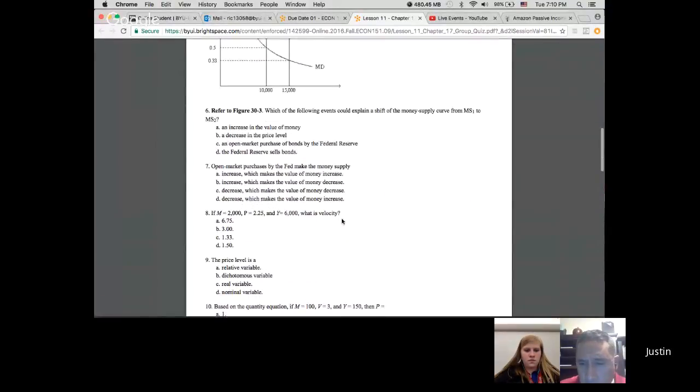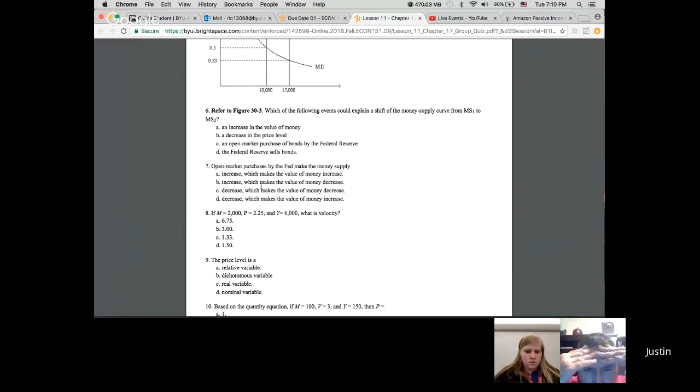Number 7, open market purchases by the Fed make the money supply D. I got B. B. So purchases, meaning that they're buying bonds, which is going to make it increase. Yep. It'll increase the supply of money, right? Yeah, it's B.